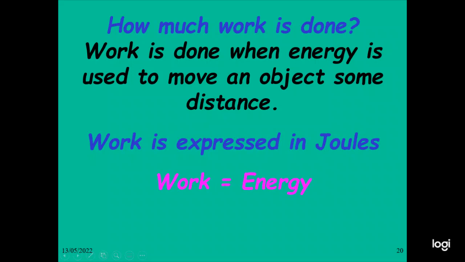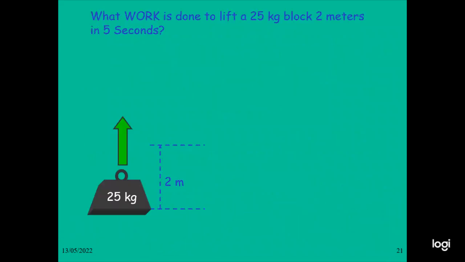So work equals energy. Energy is also equal to work. So the work done to raise the 25 kilogram block 2 meters in 5 seconds. How much energy is needed? In this case, you want to lift the 25 kilogram to a 2 meter height. So W equals F multiplied by S.